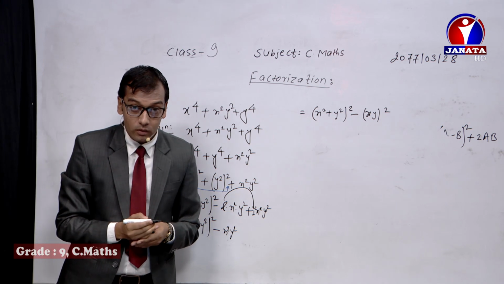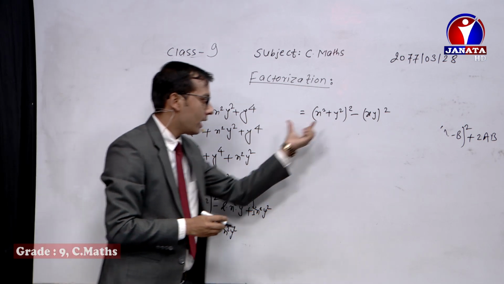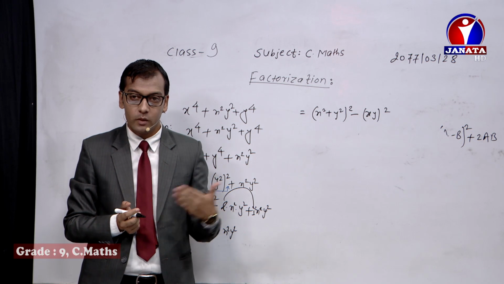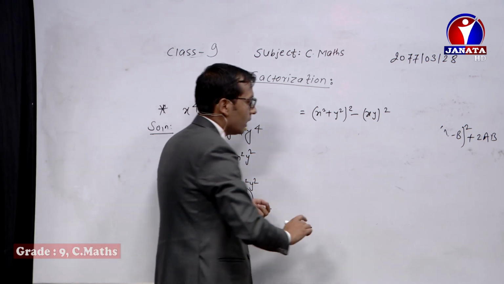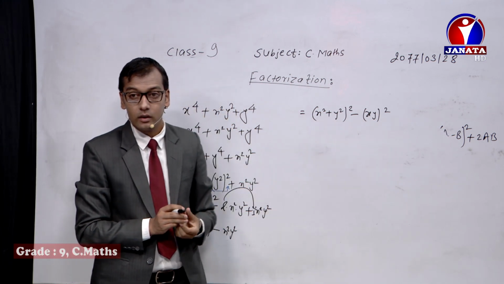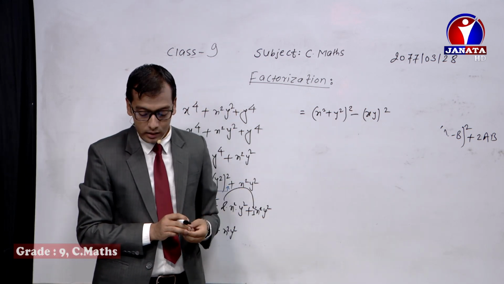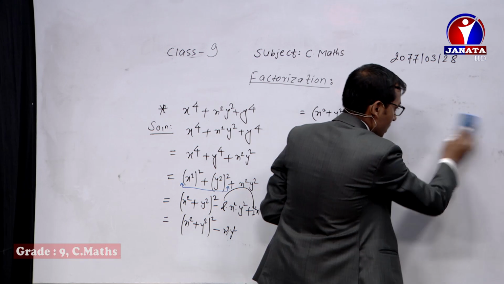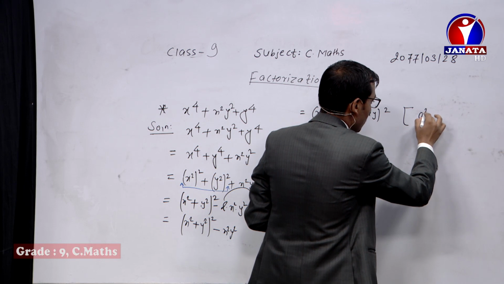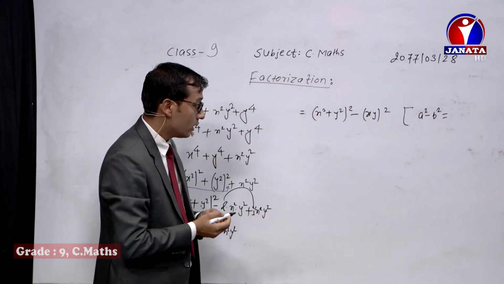Now in most of the factorizations we are practicing here, almost at the end, we are using the formula a square minus b square. So here also, this expression is in a square minus b square form. We know the formula for a square minus b square: it is (a plus b)(a minus b).